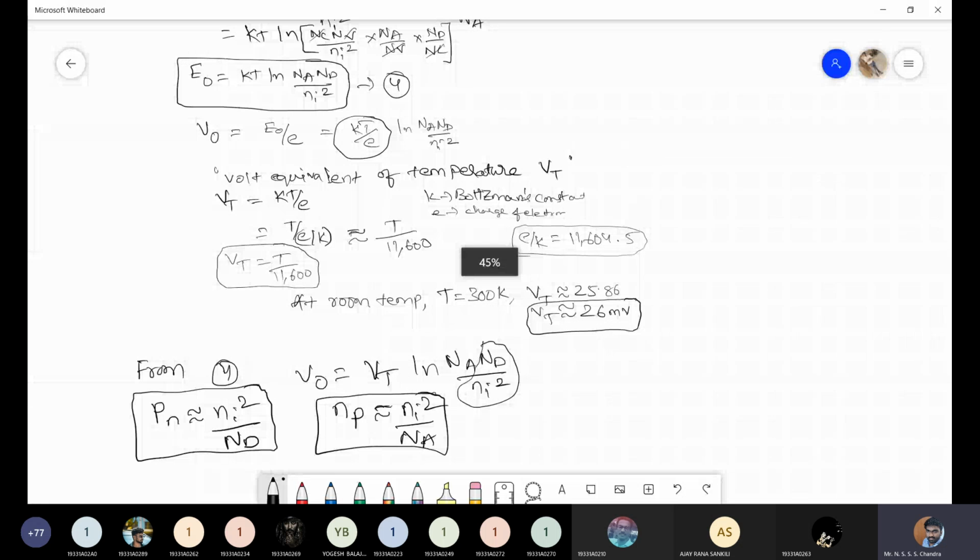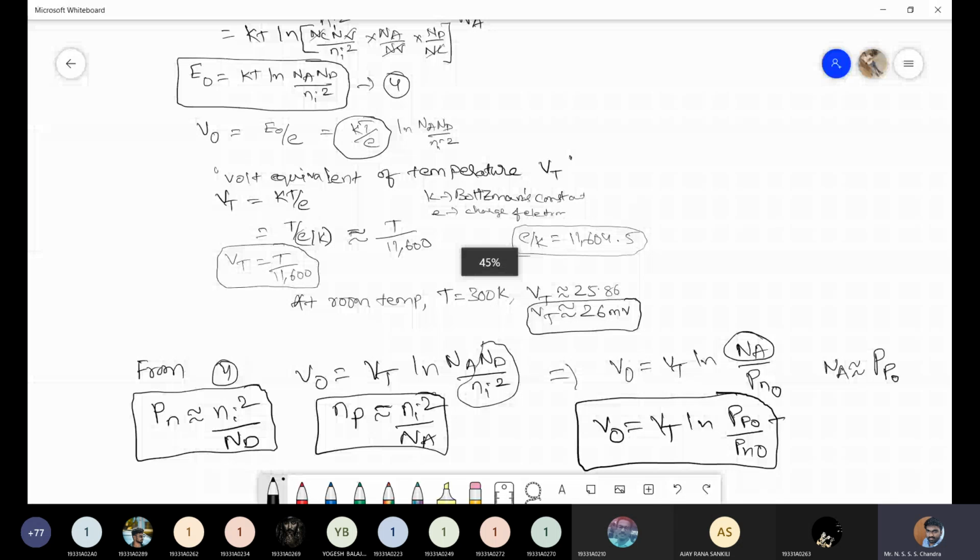So this I can write as V naught equal to Vt log Na by Pn. Because it's at open circuit condition, I will write it as Pn naught. Okay, and know that the number of acceptor ions Na is nearly equal to the number of holes in the p-type semiconductor region. So Na is nearly equal to Pp naught. The naught implies that it's an open circuit condition. So I will rewrite this equation as V naught is equal to Vt log Pp naught by Pn naught.